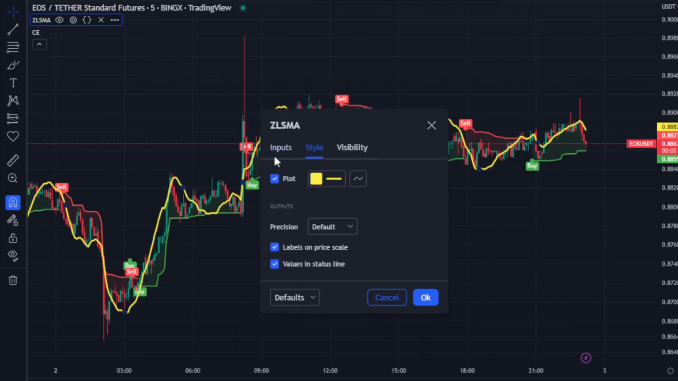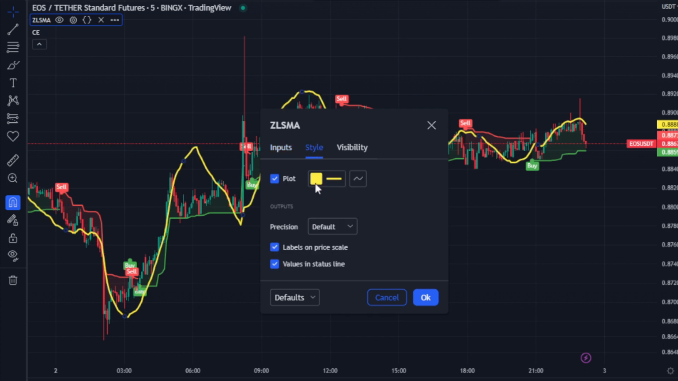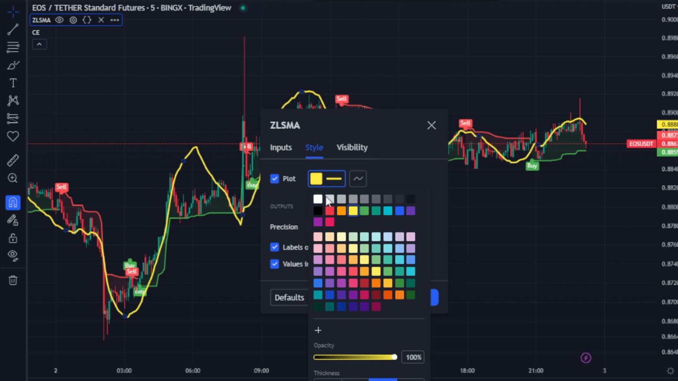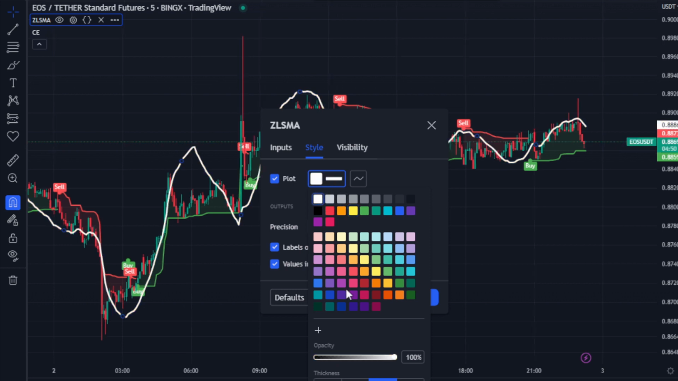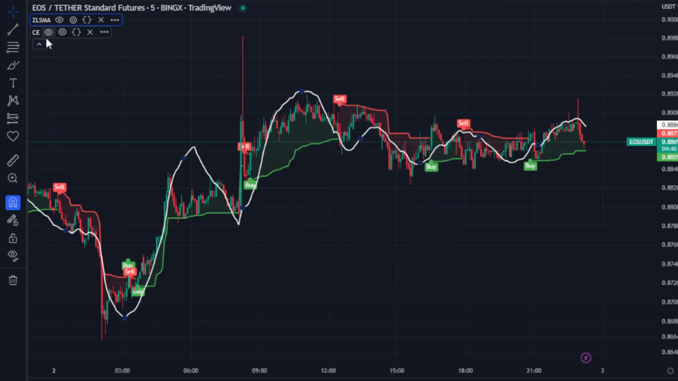First, ZLSMA, we click on this indicator to modify its inputs, and we are going to change the length from 32 to 50. Now the style. We change the color of the moving average to white, and we are going to make the line a little thinner. Now we modify the chandelier exit.